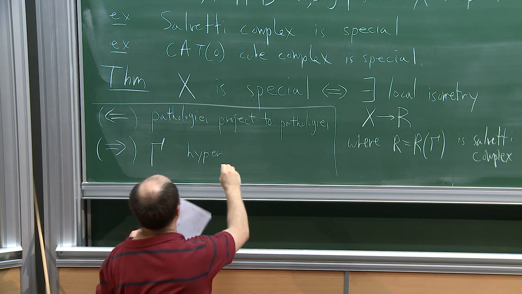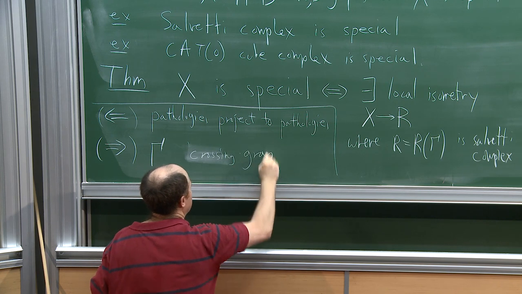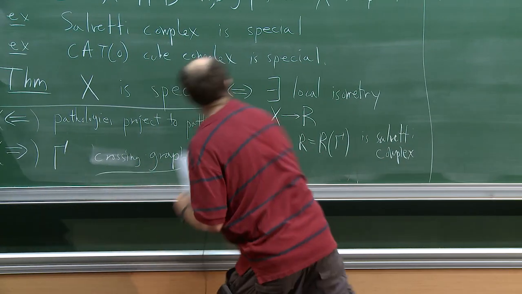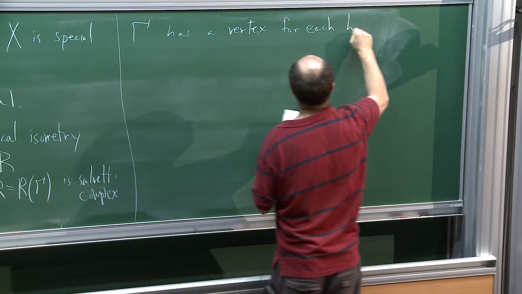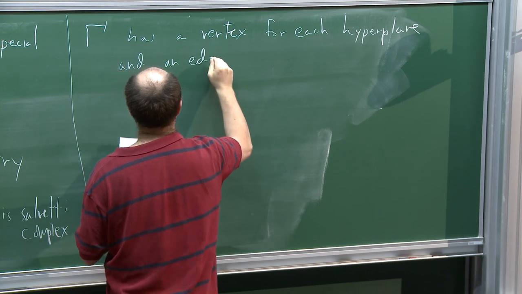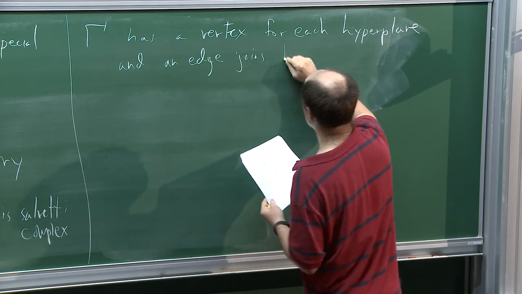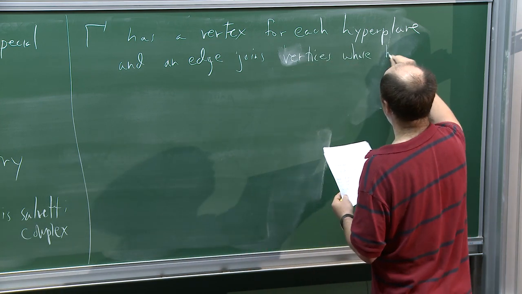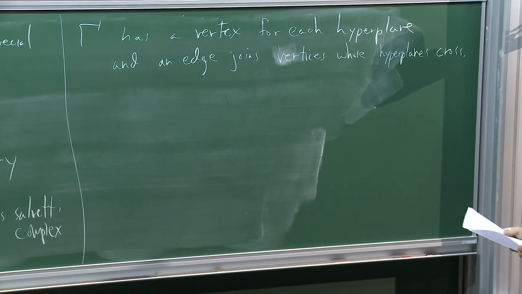The hyperplanes, let's call it the crossing graph. Okay. Gamma has a vertex for each hyperplane and an edge joins vertices whose associated hyperplanes cross.